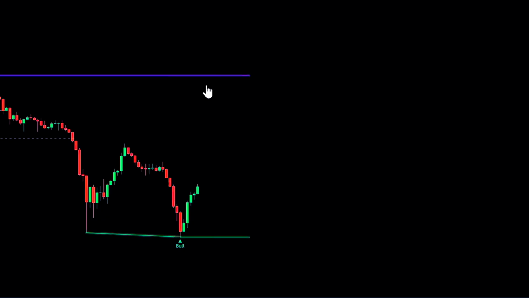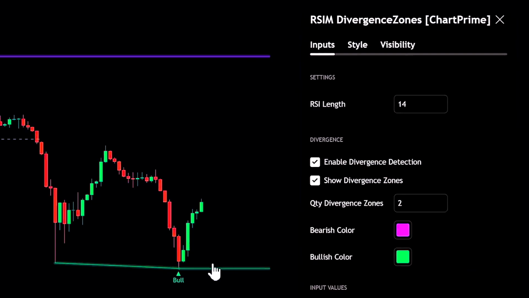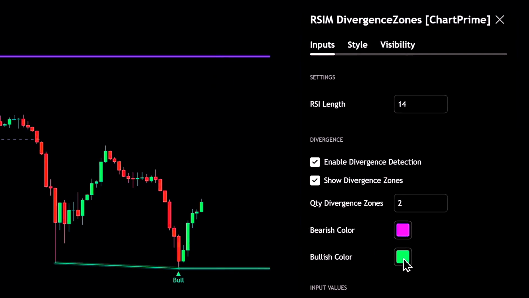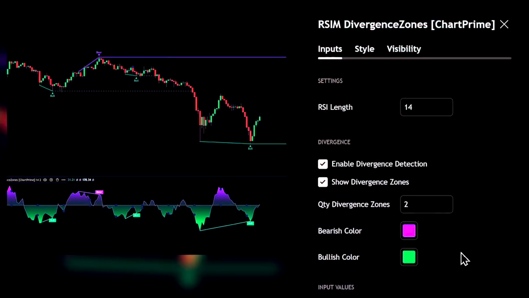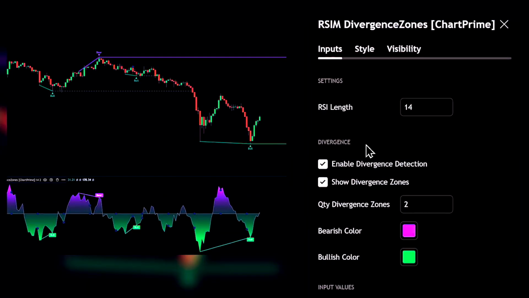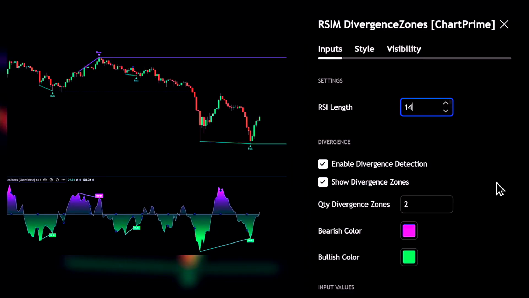Now let's check out the settings. Of course, you can customize the colors for bullish and bearish zones however you'd like, but the real power is in how you manage signals. You have the option to switch the automatic divergence detection on or off. You can also adjust the RSI length. A longer setting will give you fewer signals, but they tend to be more meaningful and longer term. A shorter setting, though, will generate more frequent signals, which can be handy if you're trading shorter time frames.